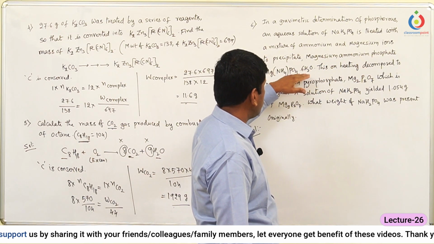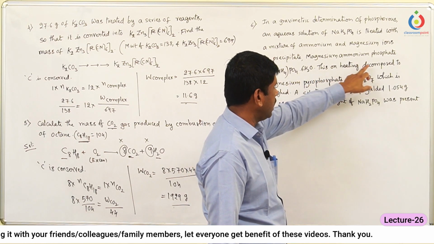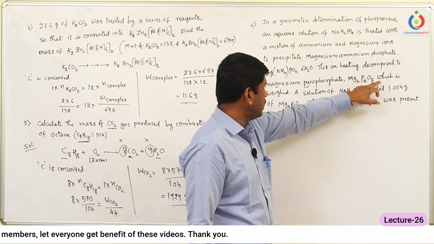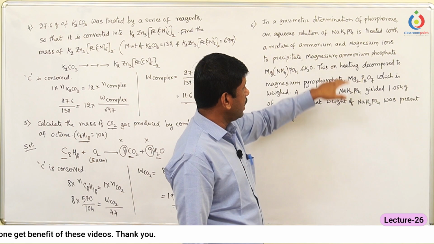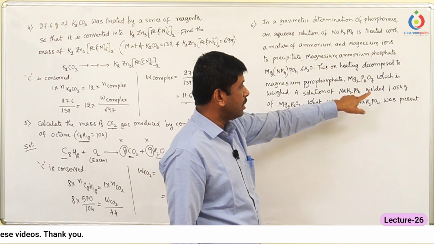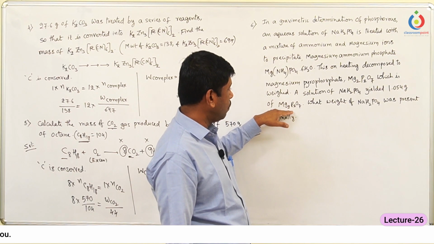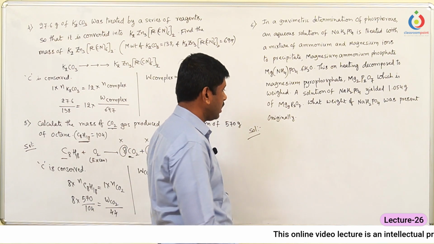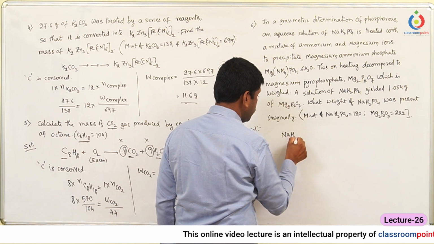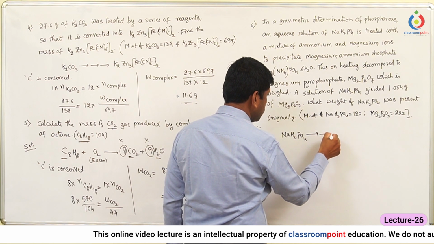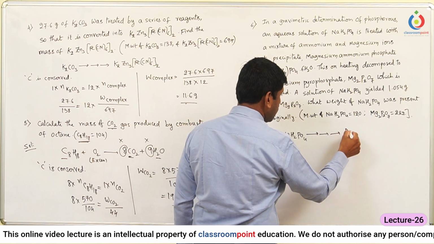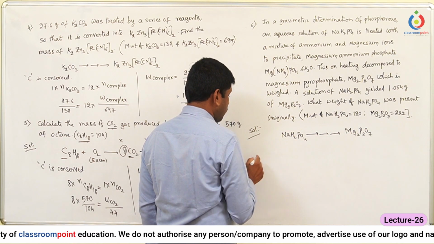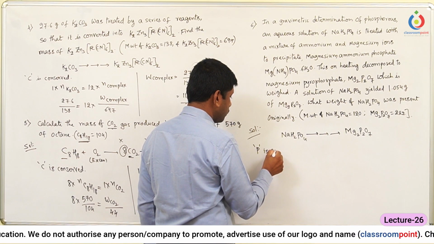Magnesium ammonium phosphate is produced. This precipitate on heating decomposes to magnesium pyrophosphate, Mg2P2O7, which is weighed. A solution of NaH2PO4 yielded 1.054 grams of Mg2P2O7. What weight of NaH2PO4 was present originally? So let us take NaH2PO4. It was treated with a series of compounds and finally converted into Mg2P2O7. Here phosphorus is conserved, P is conserved.